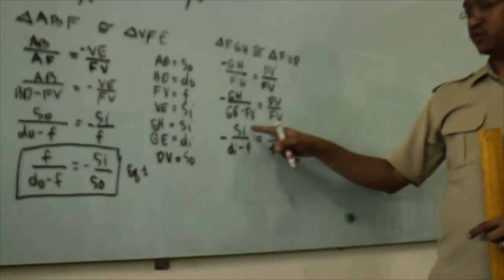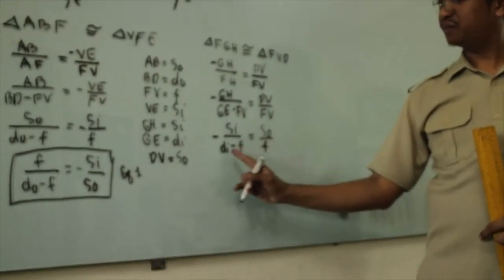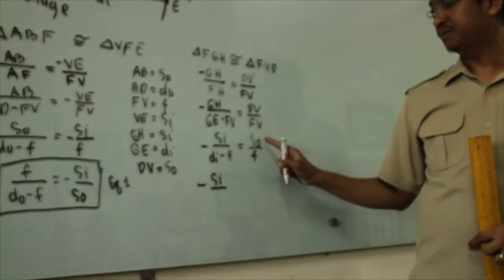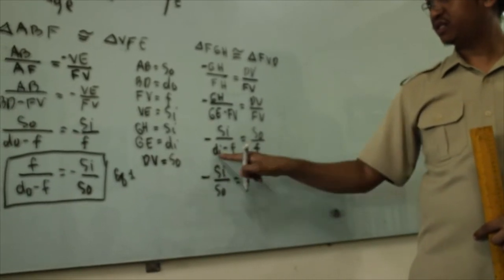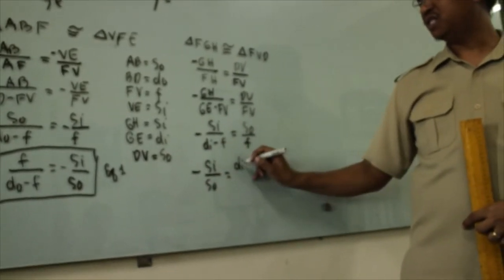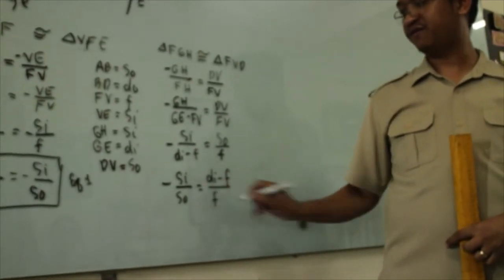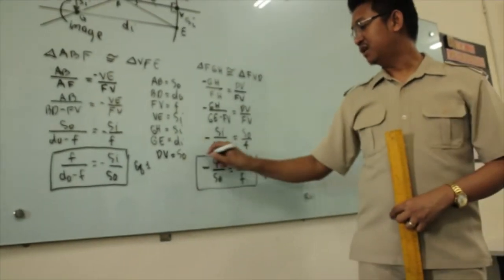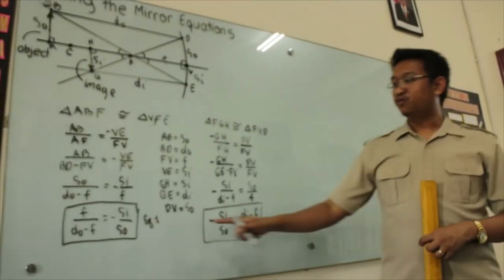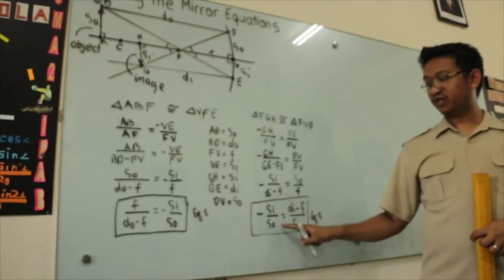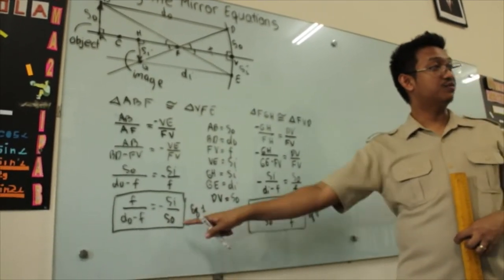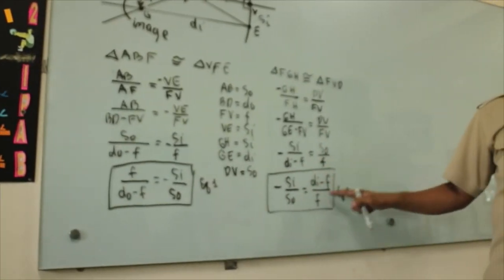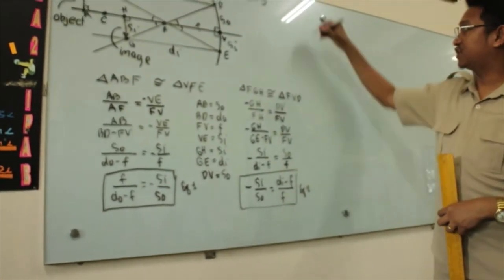Then let's do cross multiplication. We can flip this as we cross multiply, so it will be negative SI over SO equals DI minus F over F. And we will call this our second equation. What will be the next? We form negative SI over SO in both equations, and they are just the same, right? So can we say that F over DO minus F is also equal to DI minus F over F? Yeah.